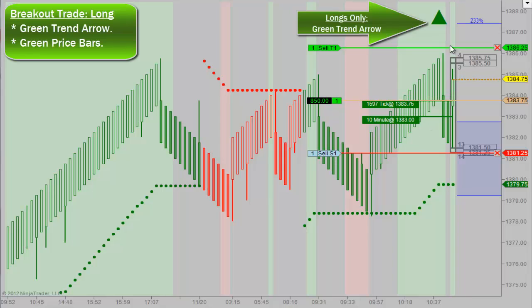The whole key is to make sure that you have a green up arrow, green price bars. The market's in an uptrend. In other words, you verify that the market's actually trending. It's not chopping back and forth. It's not a range expansion or range consolidation. It's actually trending, making higher highs and higher lows.